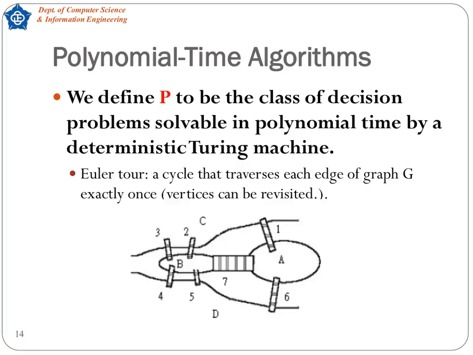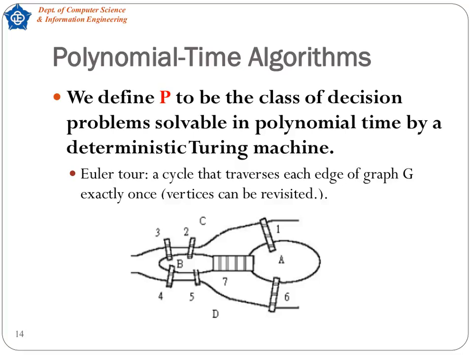Building on our discussion of polynomial time algorithms, we now define P as the class of decision problems that a deterministic Turing machine can solve in polynomial time. That is, there exists an algorithm whose running time is bounded by some polynomial function of the input size.